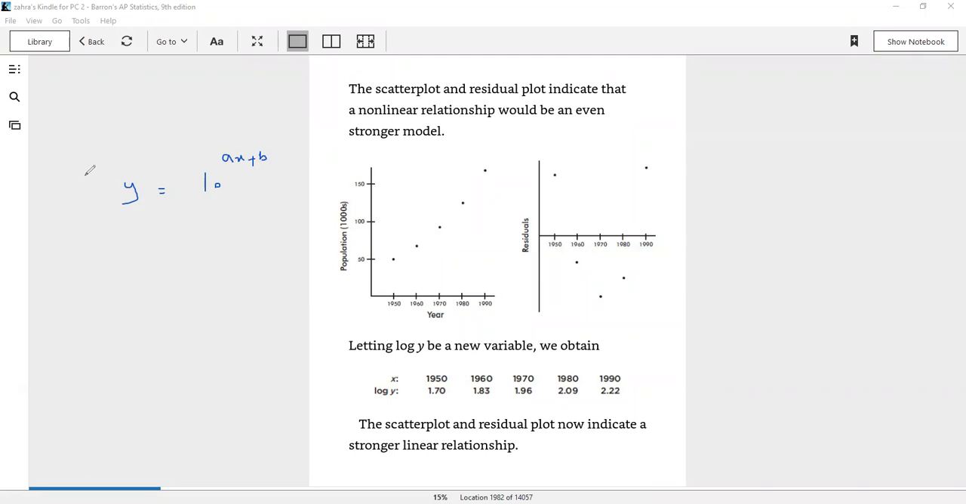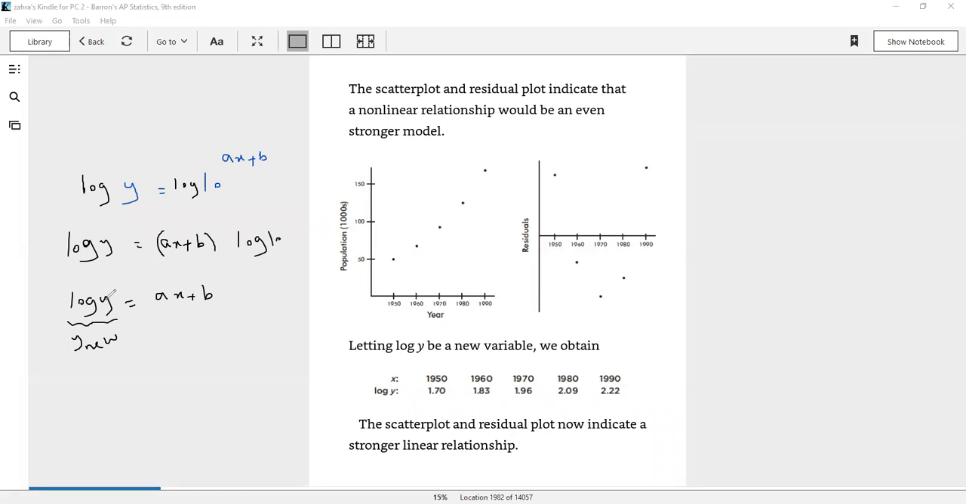What I can do is put the log in front of both sides. According to the log law, I can bring the power in front. So log of y is equal to ax plus b times log 10. I know log 10 is 1. So log y is equal to ax plus b. Now this is my new y, y new.